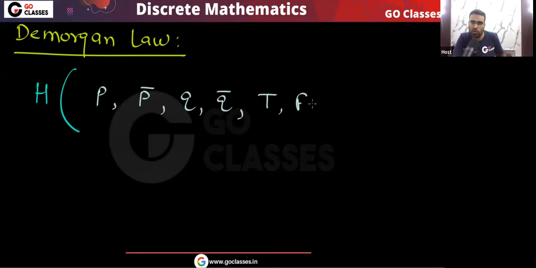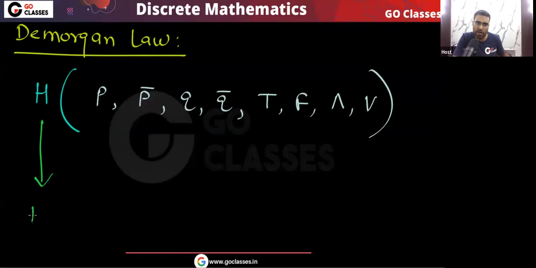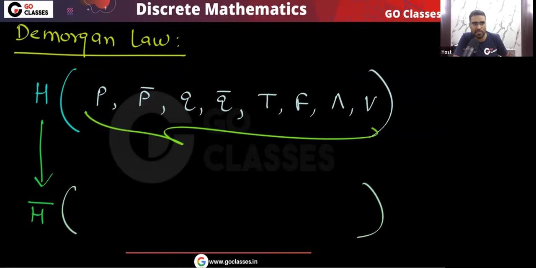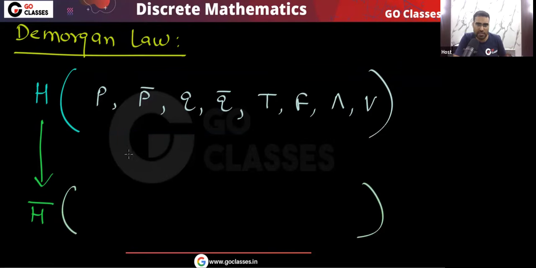Actually, De Morgan law is very simple. It simply says that if you have some expression, let's assume you have some expression H. In this expression H, let's assume you have P, P bar, Q, Q bar, true, false, and, or. Then De Morgan law says that if you want to find H bar, the complement or negation of H, what you need to do?